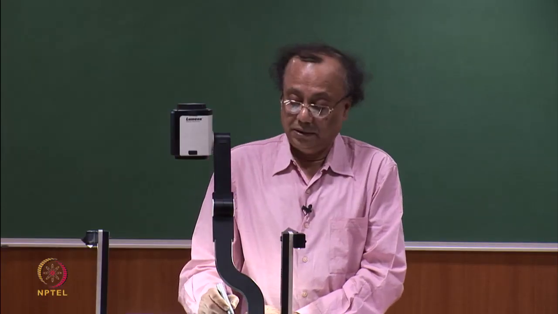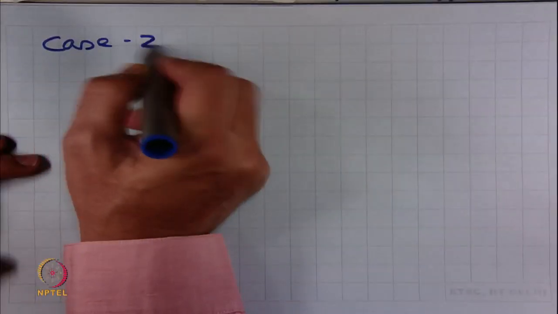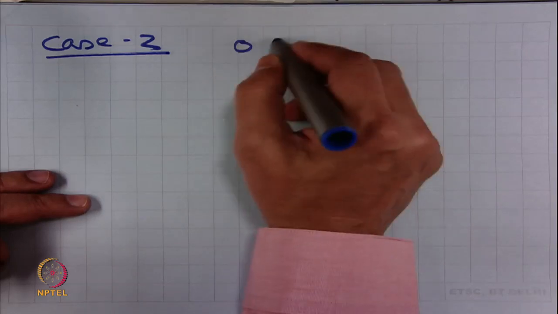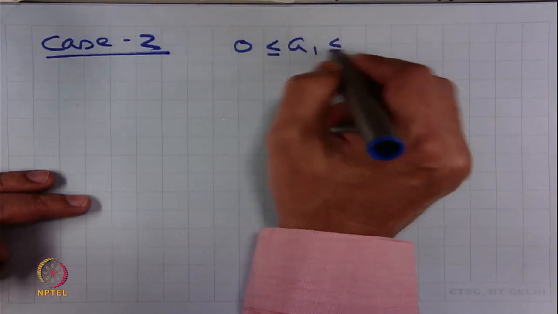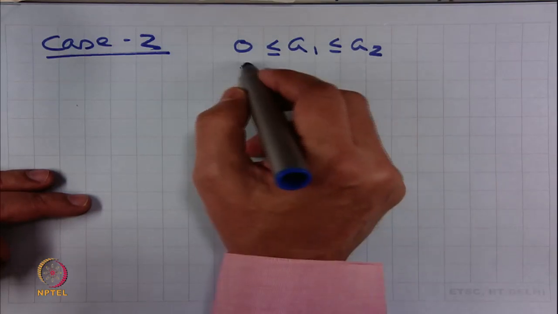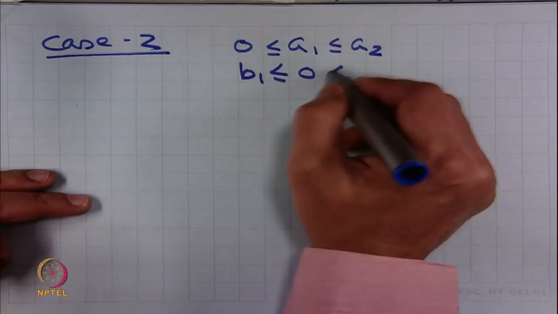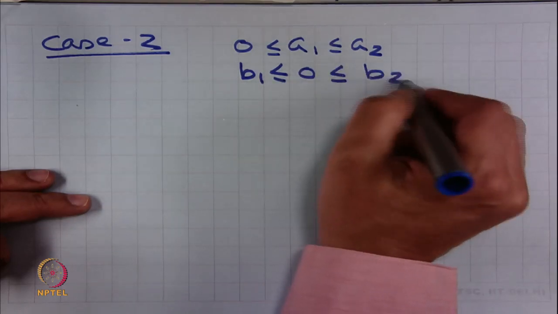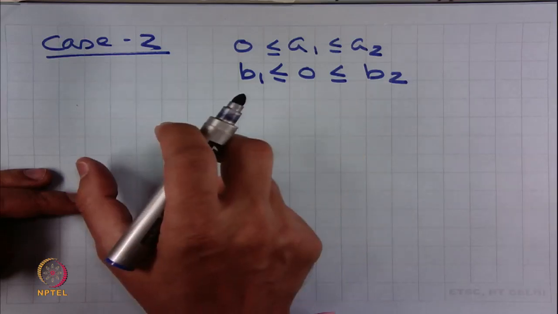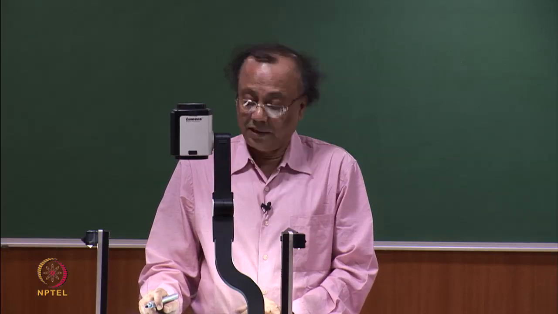Now, let us look at case 2, when A is positive, but B is like this. That means B is an interval which spans from the negative side of the real line to the positive side of the real line.